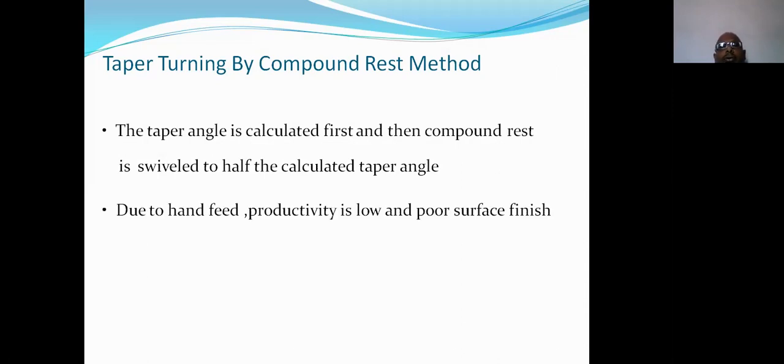So in this particular one, due to the hand feed, productivity is low and the surface finish is poor. This particular compound rest should not move with the automatic power system. The movement of the compound rest is possible only with human involvement. That is hand feed. Because of the hand feed, the productivity is low, and not only productivity, even the feed is also not uniform. Whenever feed is not uniform, the surface finish obtained is irregular.